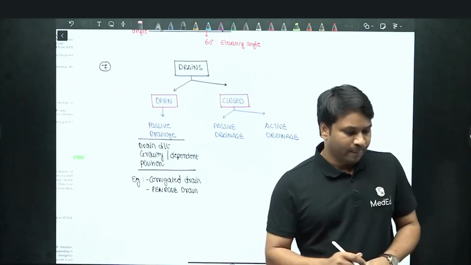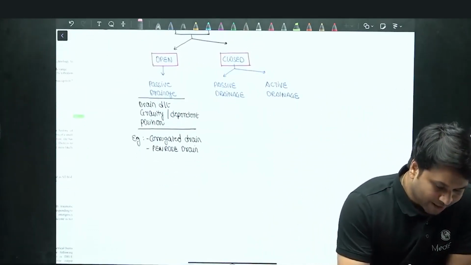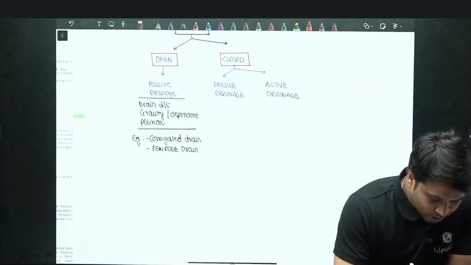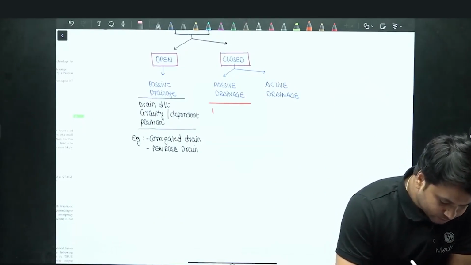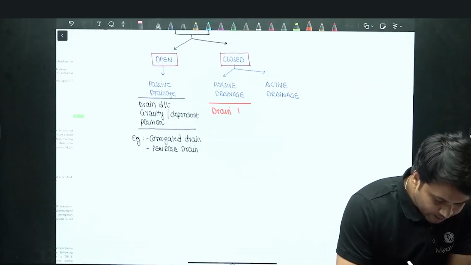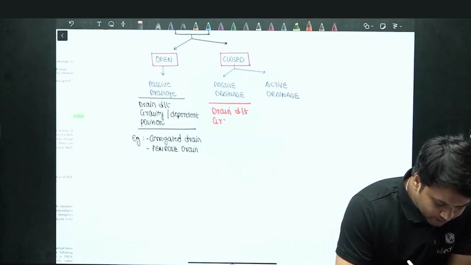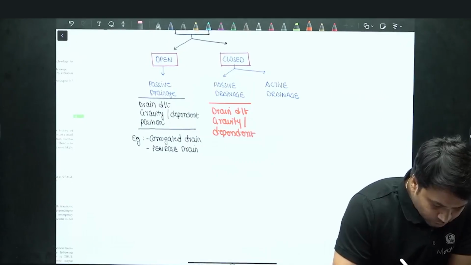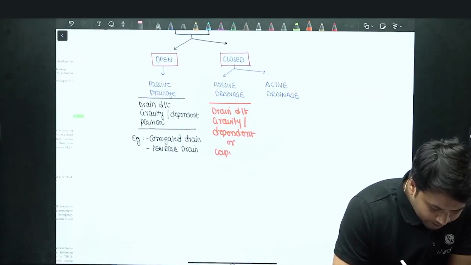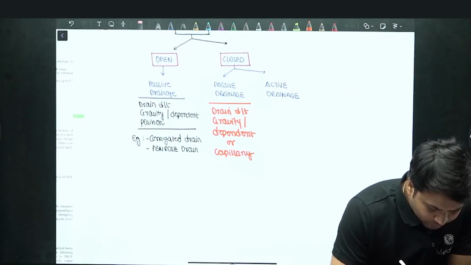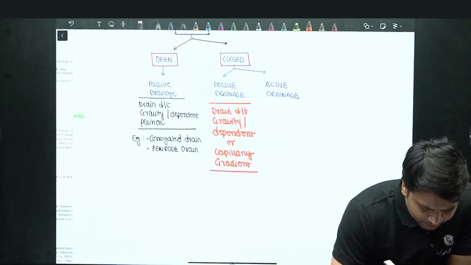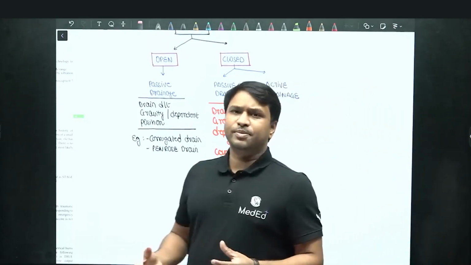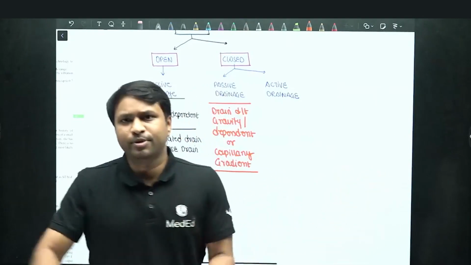It's a Penrose drain. Now when we talk about the closed but passive drainage system, they work or they drain due to gravity, also called the dependent position, or because of capillary gradient. Capillary gradient is nothing but difference in pressure. The pressure inside is more, outside is less, so it has been pushed out.